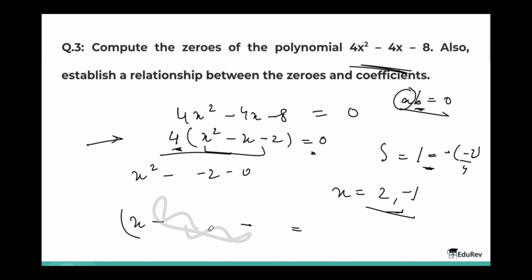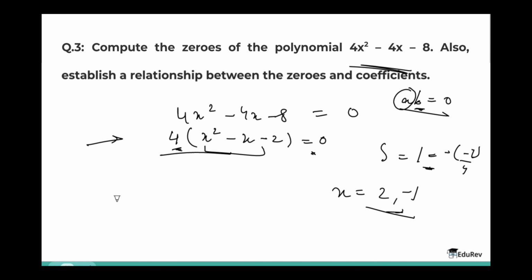So what I'm going to do is equate the product of the zeros with what? It's going to be the constant upon the coefficient of x squared. This you already know, right? I will just erase everything and write it down for you to understand it more properly.